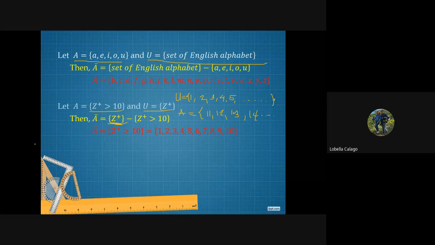So, ibig sabihin, ang complement ng A is the less than 11. They are 1, 2, 3, 4, 5, 6, 7, 8, 9, 10. So, these are your complement of A. So, yung complement of A, tatanggalin mo lang ang wala sa A na meron sa U, sa universal. So, yun ang complement of A.